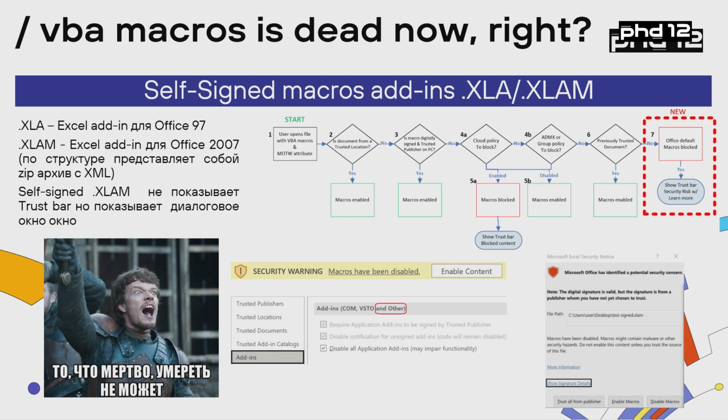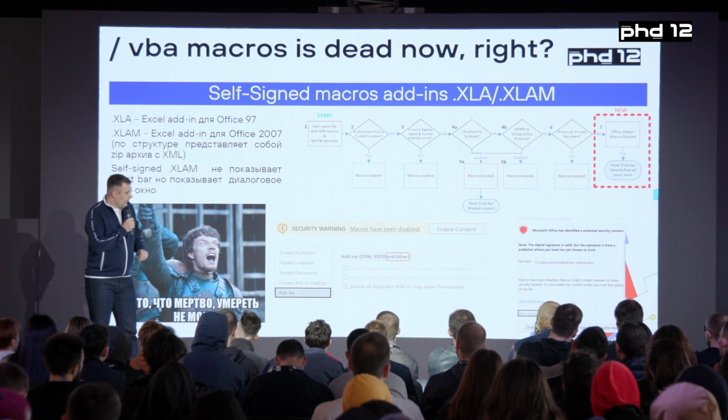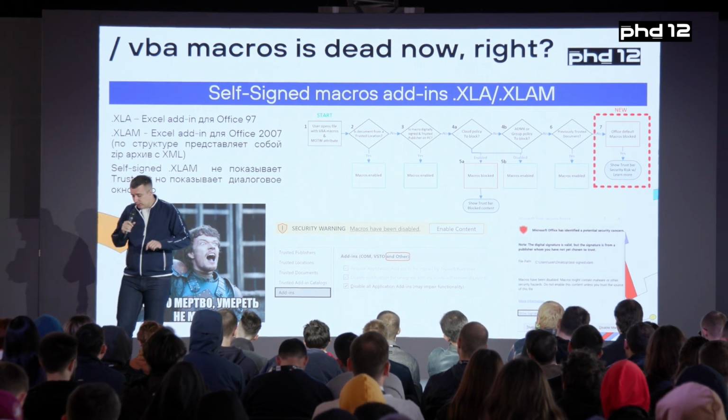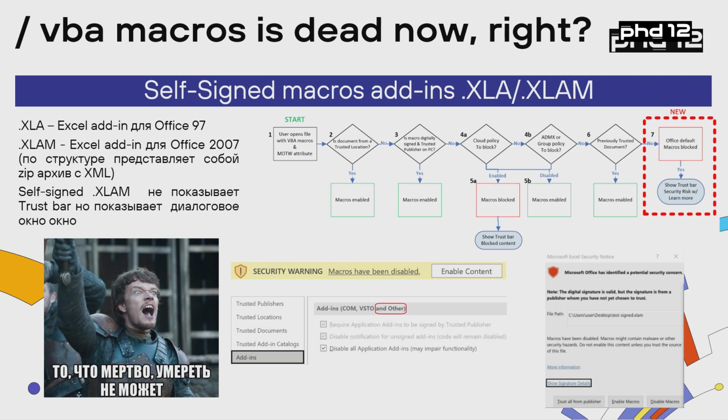So there is this format of extensions for Microsoft Excel. I'm talking about XLA. It was initially designed for Office 97. XLAM is an add-in for Office 2007, which is effectively a zip archive containing XML. Do remember this Game of Thrones quote, I guess. So if we send a self-signed XLA file or XLM, this yellow security warning or trust bar will not pop up. But a dialog window will pop up, which will enable you to run this macro, activating our payload.